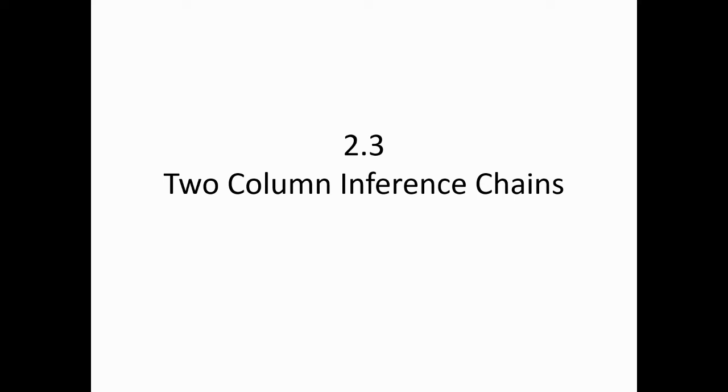Hey y'all, time for section 2.3, two-column inference chain. What we're about to do is this. We're about to do the kind of work that we did in the first two sections, but we'll put it together in the form of a table.